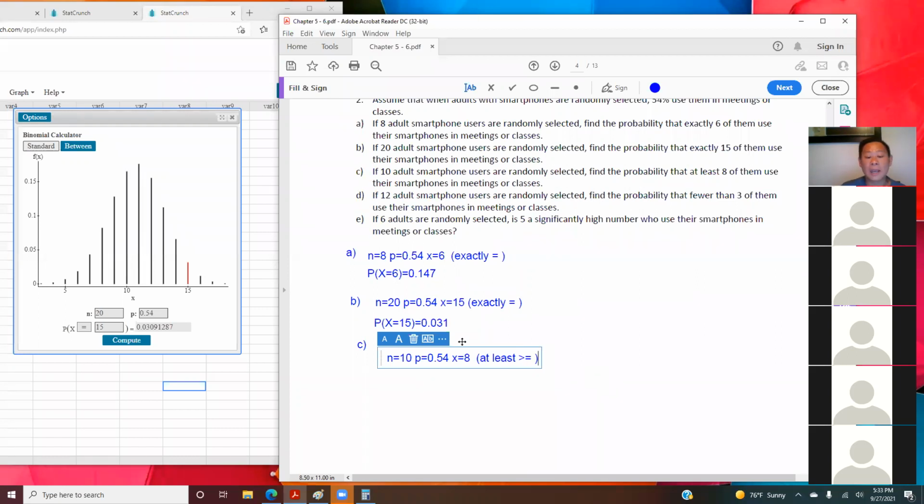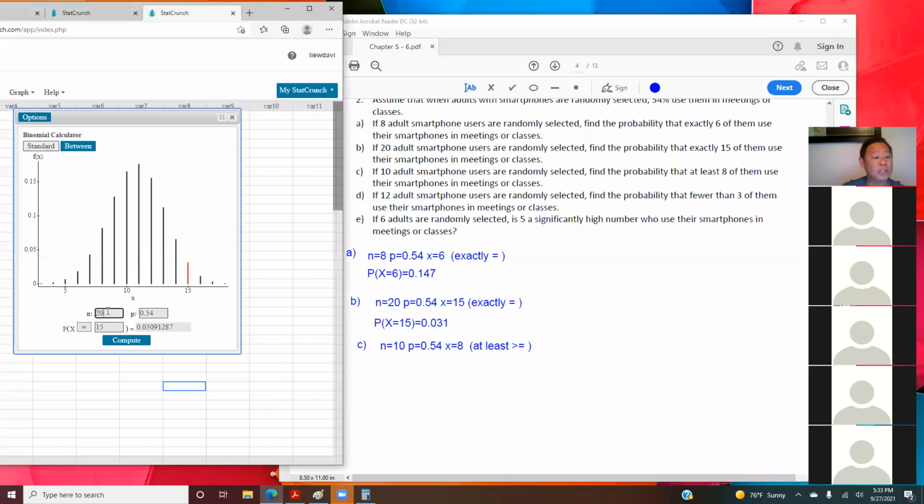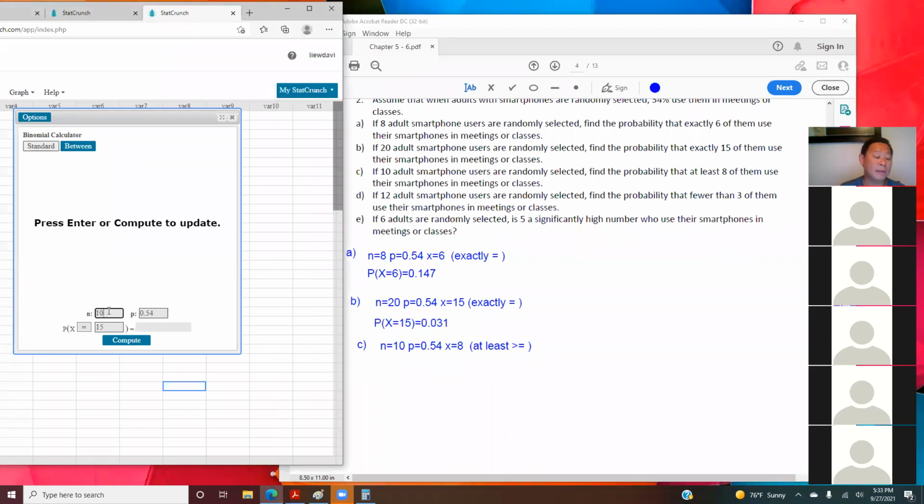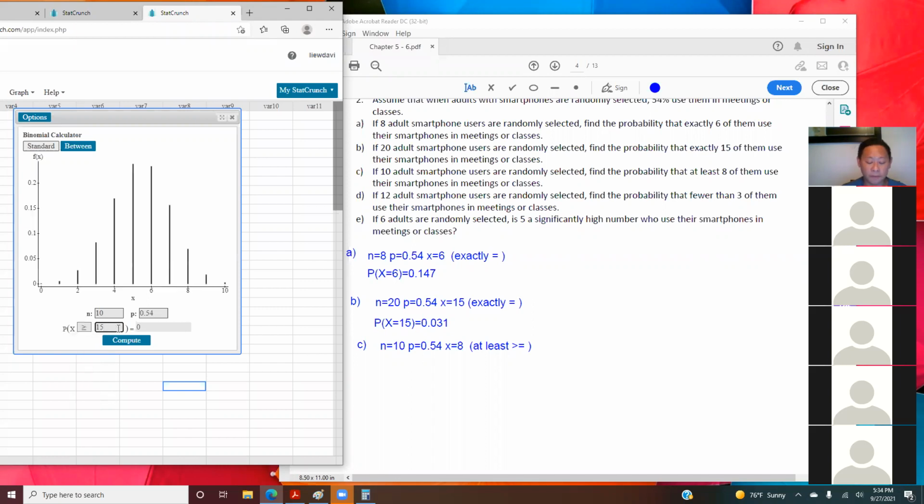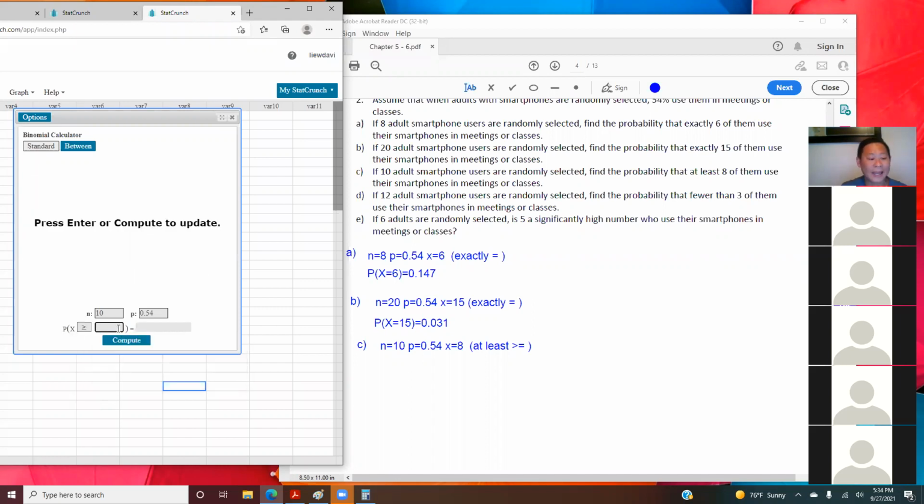Okay. So again, how do we enter this into your StatCrunch? We change this. N in this case is 10. P is still 0.54. Which symbol are we picking? If you pick the wrong symbol, you get it all wrong. Number 2. This is the word at least. And what did we put in here? 8.